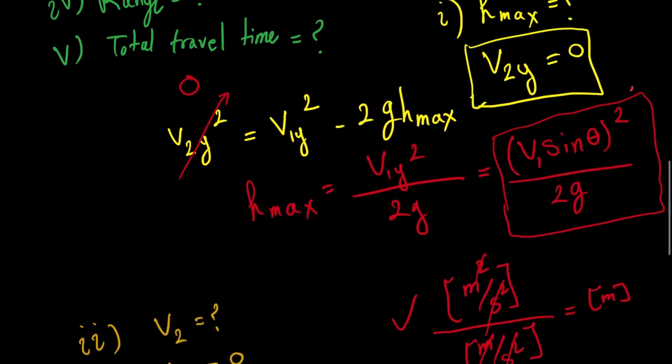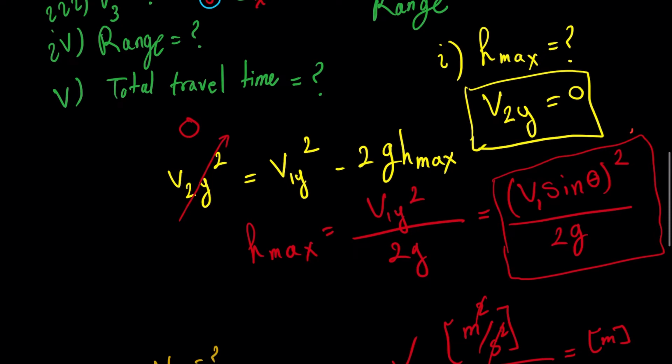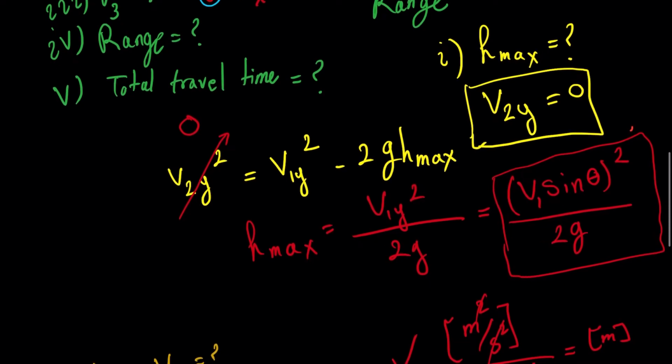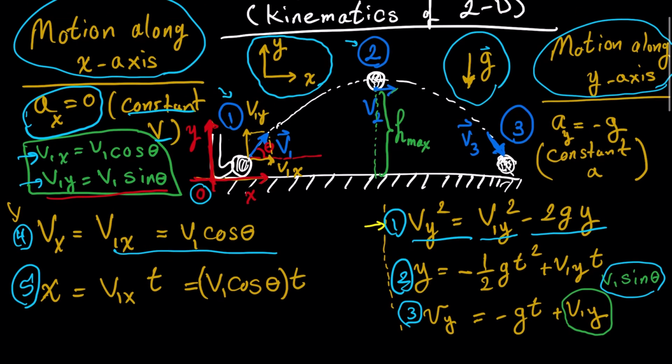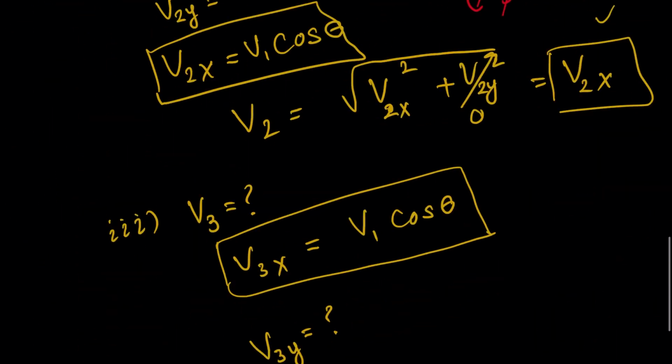Now let's think about it here. We can use different equations for this, and a few different equations can work out really nicely. But number one, v1y squared equals v1y squared minus 2gy, that one seems to work just fine again.